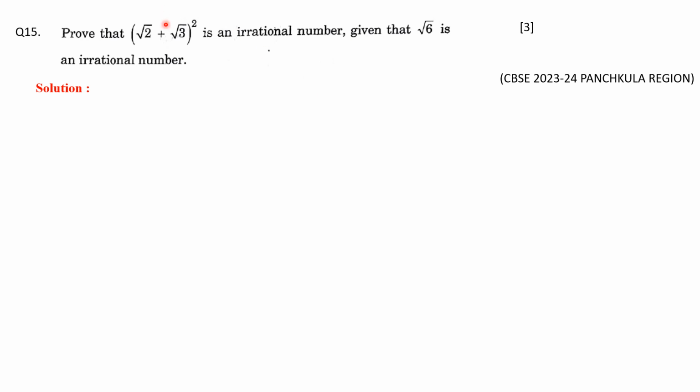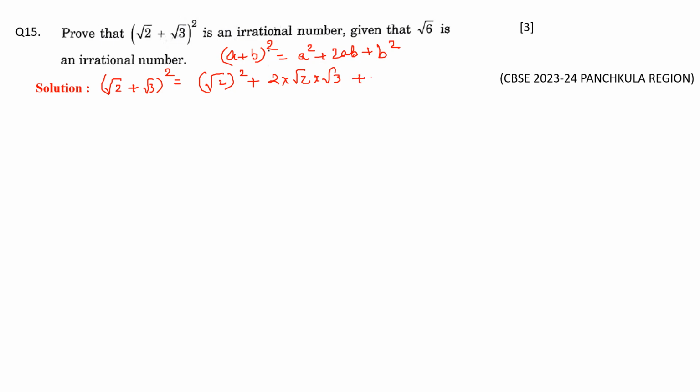Okay. So here it is, you have to prove that root 2 plus root 3 whole square is an irrational number and it is given that root 6 is an irrational number. So first of all, if you see, it is in the form of a plus b whole square. So let's expand it and we know that a plus b whole square is equal to a square plus 2ab plus b square, right? So from here I can write root 2 plus root 3 whole square as root 2 whole square plus 2 into root 2 into root 3 plus root 3 whole square. Now root 2 whole square means root 2 into root 2, so it will become 2 plus root 2 into root 3 is root 6 plus root 3 square is 3. So from here you will get it is 5 plus 2 root 6.